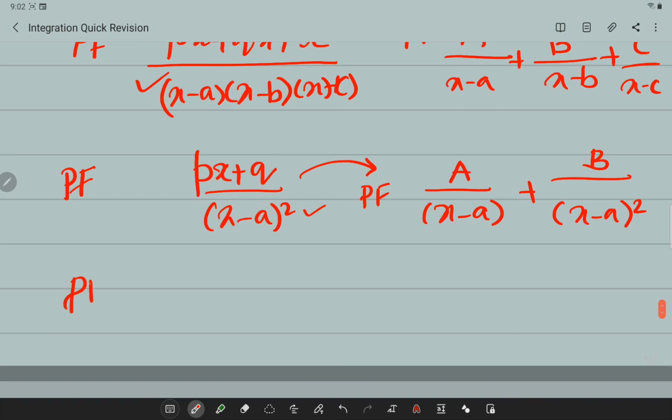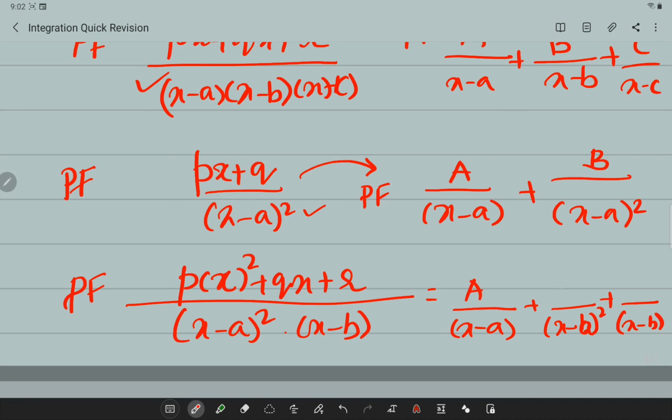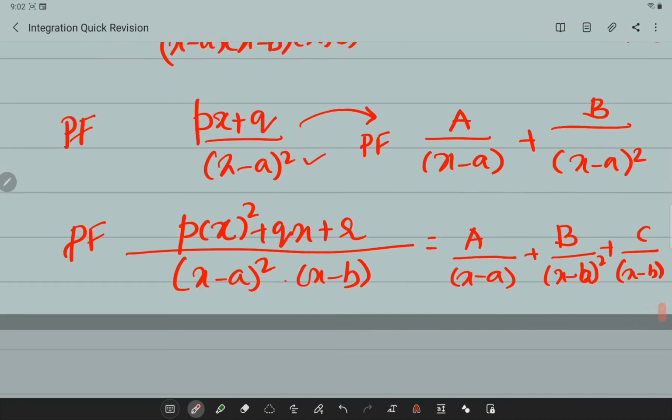And finally, let's go to the partial fraction in which you have square terms, px square plus qx plus r, and in the denominator it has x minus a whole square into x minus b. As I said earlier, in the denominator the first term will be having x minus a, the second term will be having x minus a whole square, and the final term will be again a linear term x minus b. So here I'll be having three constants A, B and C.